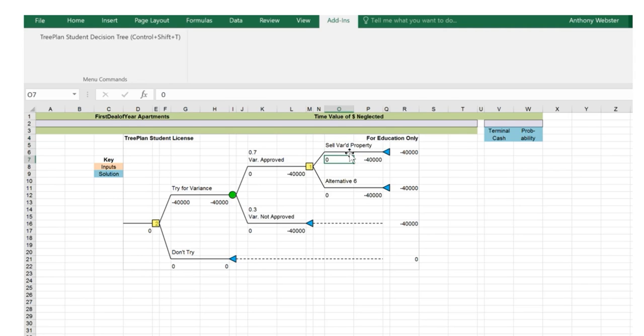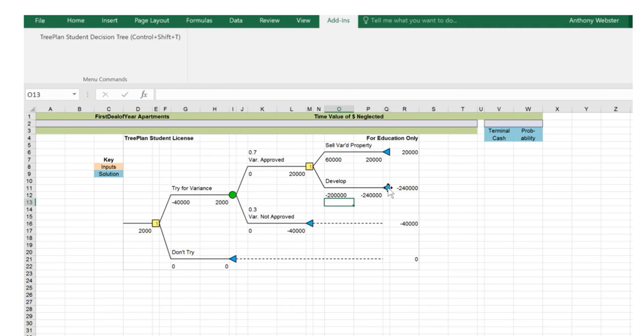Okay, and if they do that, they get 60 million, or in my thousands units, 60,000, and they could choose to develop down here. And if they develop, they have to sink 200 million into this, or in my thousands unit, 200,000. And so those are their two choices. So if they sell the variance property, they're out.